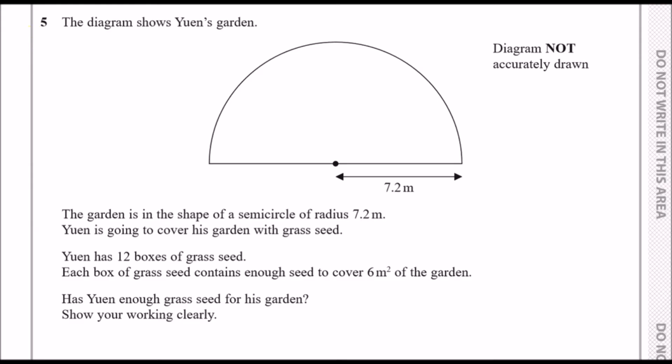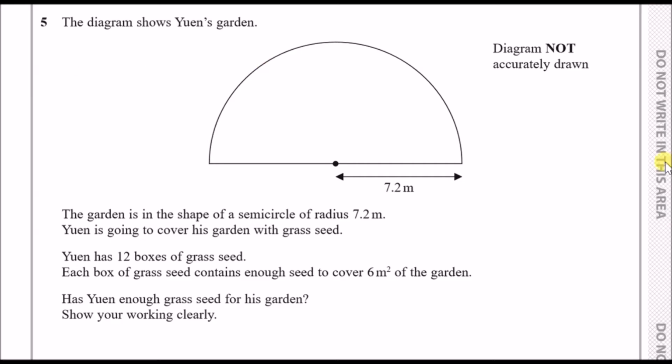Okay, question 5. So the diagram shows UN's garden. Now, this garden is in the shape of a semicircle radius 7.2 meters. Okay? Now, UN is going to cover his garden with grass seed. UN has 12 boxes of grass seed, and each box contains enough seed to cover about 6 meters squared of the garden. Well, does he have enough grass seed for his garden? Show your working. Okay, so for these kind of questions, the most important element is to always find out firstly how big the garden is. So what is the area of the garden?